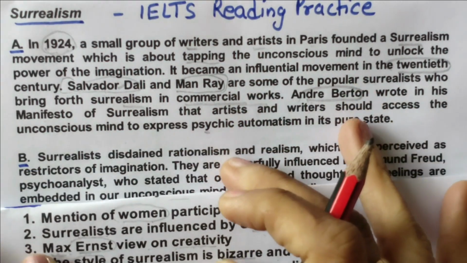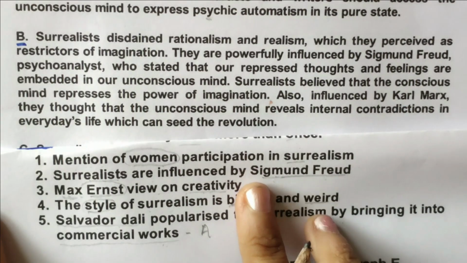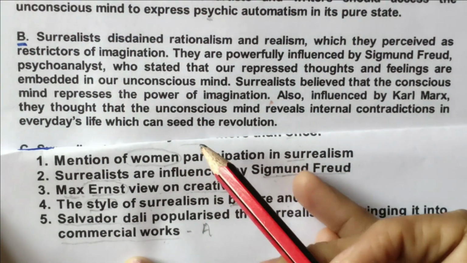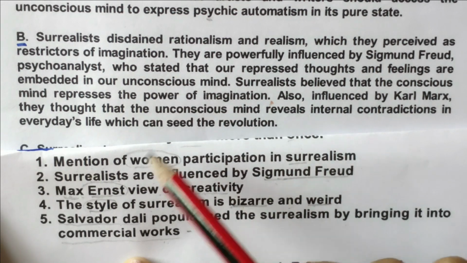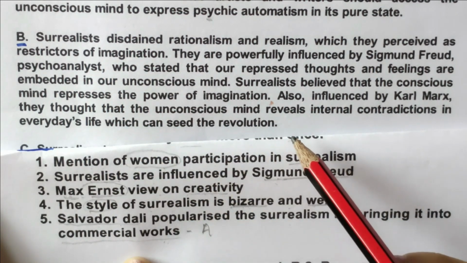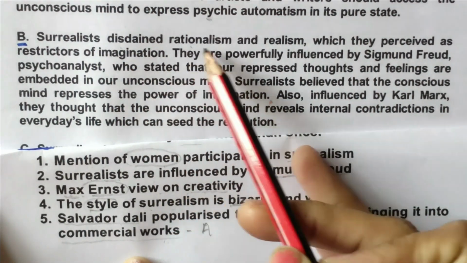Okay, now coming to B paragraph. Now see this, the B paragraph is there. I am giving you time. Please do it with me. So now I will start reading. You can pause the screen and just find the answer. Okay. Now, surrealists disdained rationalism and realism.